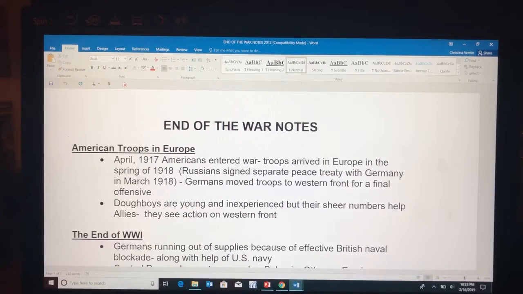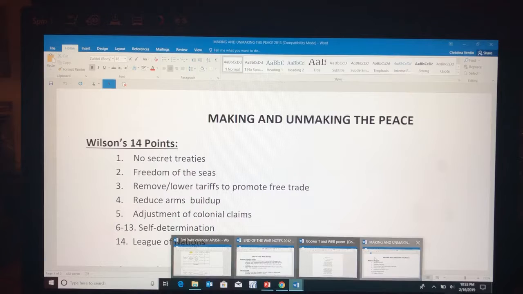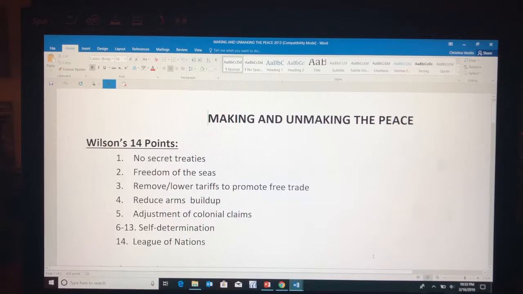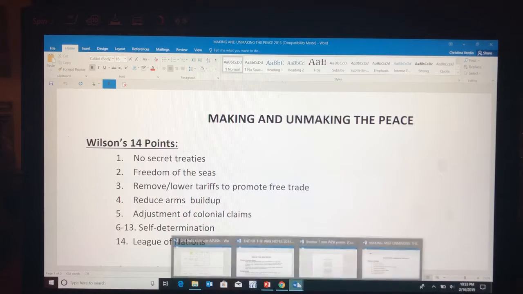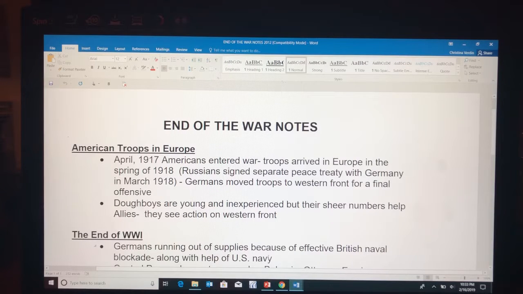You should have two note sets, one that says the end of the war notes, and another one that says making and unmaking the peace. So we're going to use both of these notes today to talk through the war.